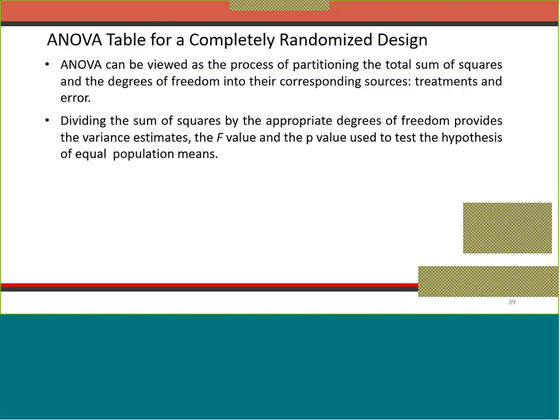So ANOVA can be viewed as the process of partitioning the total sum of squares and the respective degrees of freedom into the corresponding sources, treatments and error. The total sum of squares can be partitioned into the sum of squares due to treatments and the sum of squares due to error. Similarly, their corresponding degrees of freedom can also be partitioned.